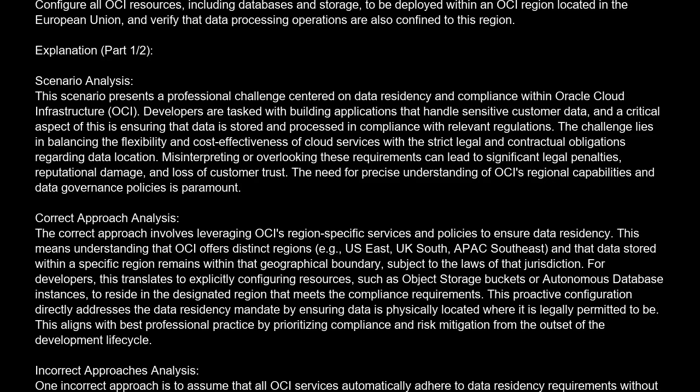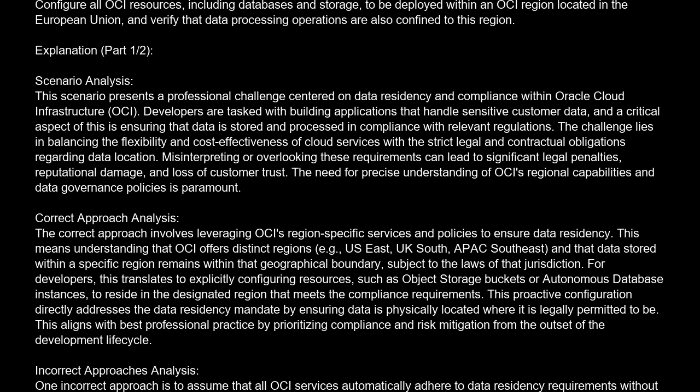Correct answer is C. Configure all OCI resources, including databases and storage, to be deployed within an OCI region located in the European Union, and verify that data processing operations are also confined to this region. Explanation. Scenario analysis. This scenario presents a professional challenge centered on data residency and compliance within Oracle Cloud Infrastructure, OCI.